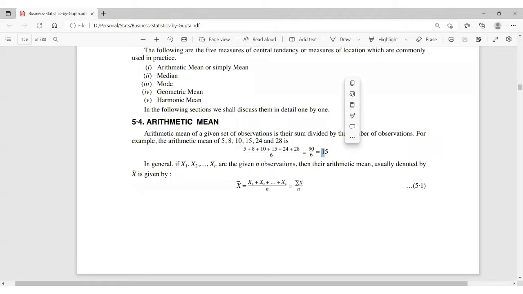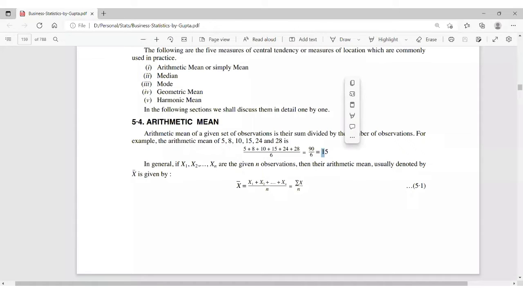Now, 15 is the average. We call it the mean or average. It is 15 for this data. 15 lies somewhere between 5 and 28, so this value is generally the centrally located value, because 5 and 28 are the extreme values. So 15 is somewhere a centrally located value between these two. Clear?